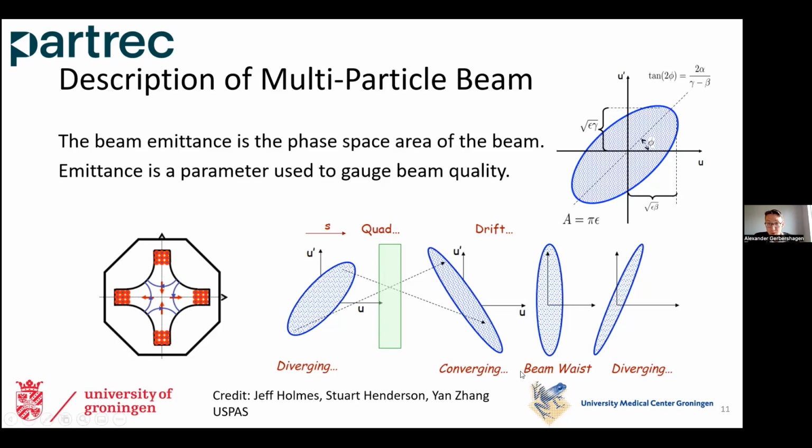And then you see again, you have a vertical ellipse, which means the beam is very small in u dimension. So this is why it's focused. But if it's small in u dimension, it's large in u prime dimension, right? So the focal point is where the angles of the particles are the highest. And then, of course, after the focal point, the beam starts diverging again. Okay, so that's the description of the beam with the help of the phase space diagrams.